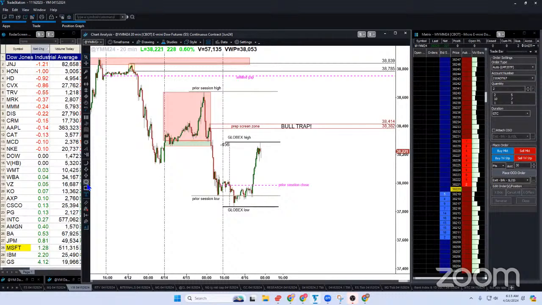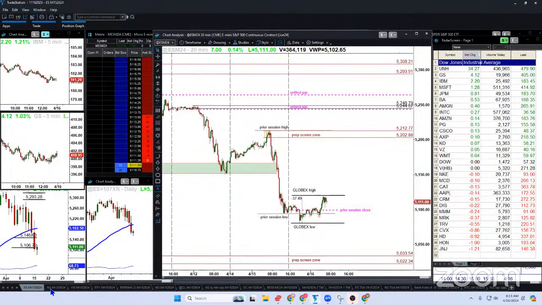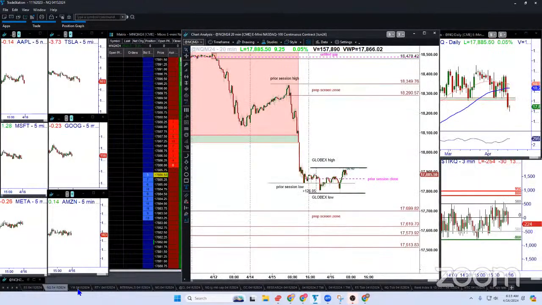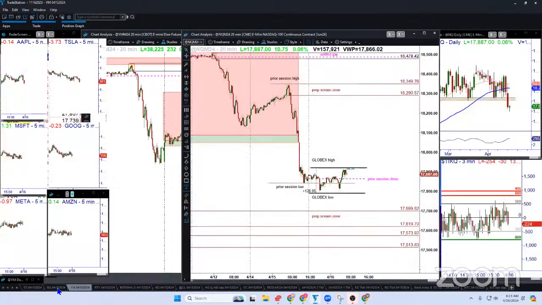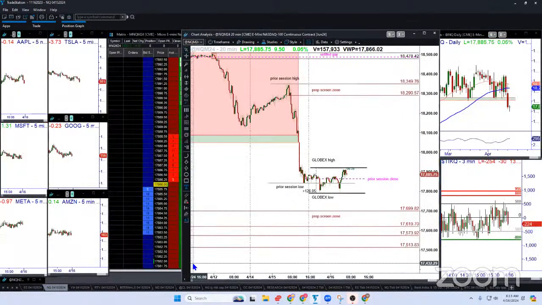Okay. Now, as we look at the S&P, NASDAQ, and the Dow, we have some very different strategies going on here. The Dow with the bull trap, okay? The Globex range is wide. NASDAQ, the Globex range is narrow, okay? So longer running trends.